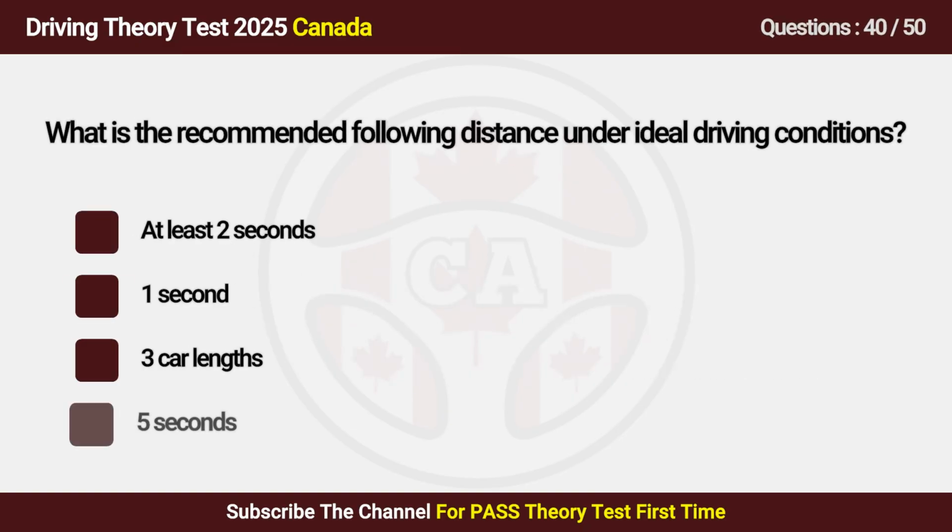Question 40. What is the recommended following distance under ideal driving conditions? A. At least 2 seconds. B. 1 second. C. 3 car lengths. D. 5 seconds.